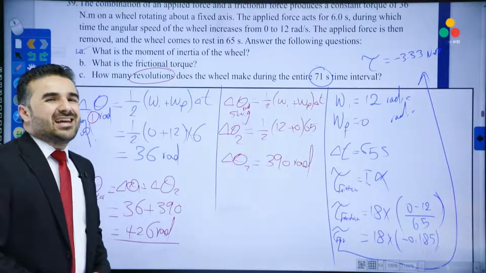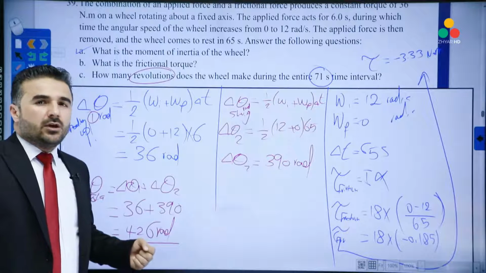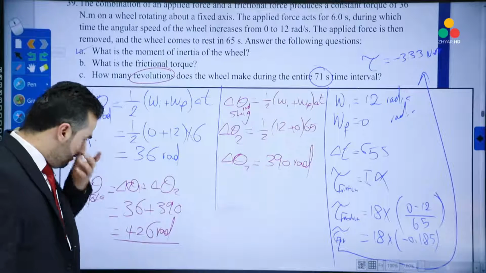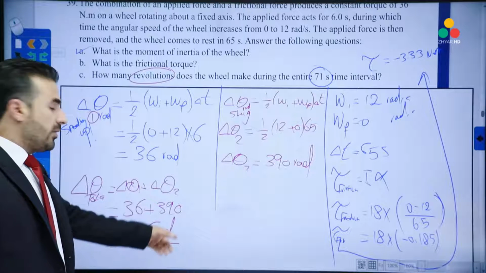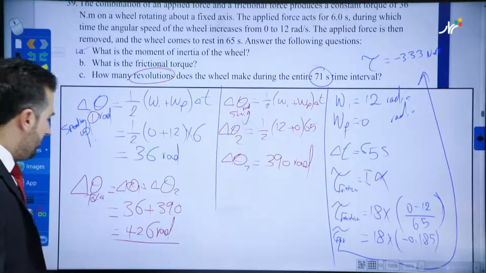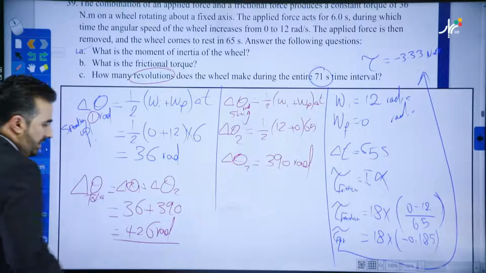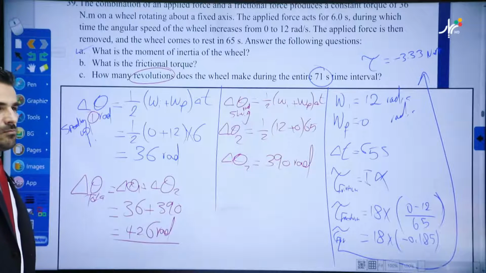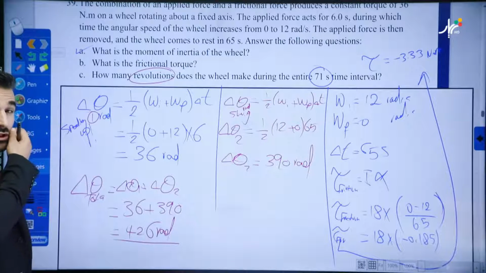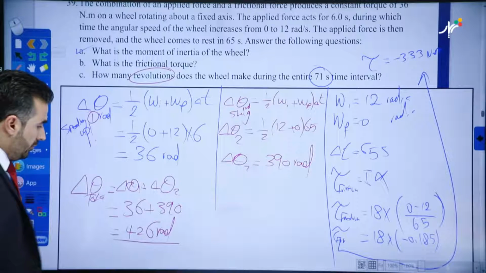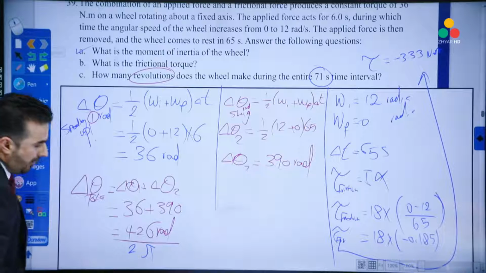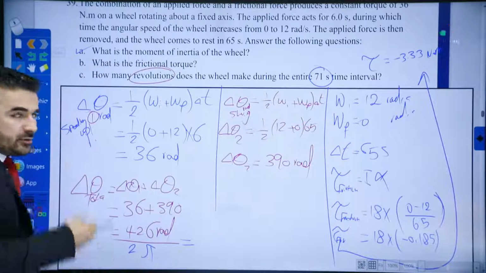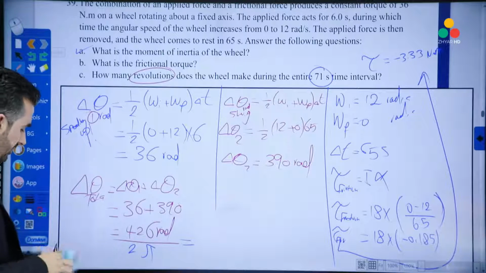Remember, 360 equal to 1 revolution, yeah? By the way, these are in radian, yeah? So if it is in radian, we just divide it by 2 pi, because 2 pi equal to 1 revolution. So we just divide this one by 2 pi, okay? And then the answer will be the number of revolutions.